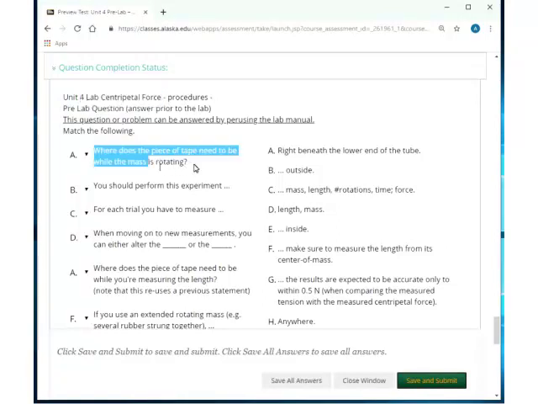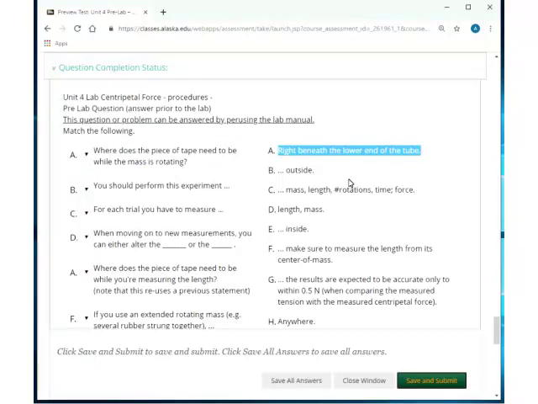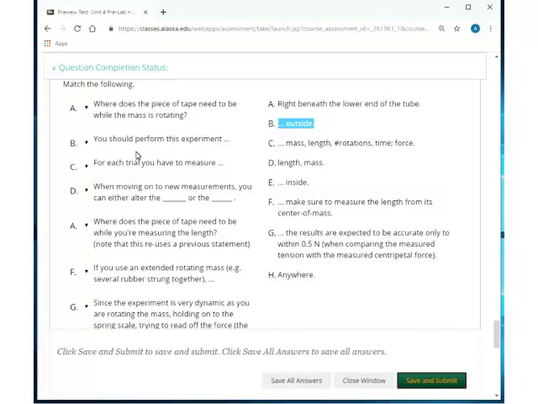Where does the piece of tape need to be while the mass is rotating? Right beneath the lower end of the tube. Look at the procedures in the lab manual. You should perform this experiment outside, and away from anything that could break, so away from windows, away from cars, because you are swirling something on a string that could potentially break. Fortunately, I think we're going to use rubber stoppers that you swing around.